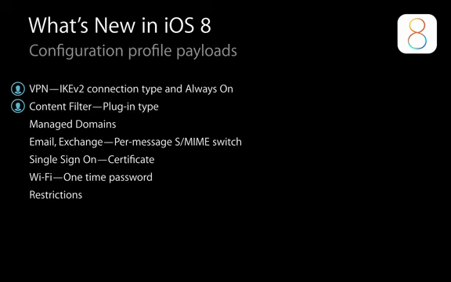There are a number of new payloads and additions to existing payloads in iOS 8. There's a new VPN connection type. We've added new plugin content filters to expand on the built-in content filters that we shipped in iOS 7. There's a new payload called Managed Domains, which we're going to show you a little bit later, that lets you have managed email and web domains that work in conjunction with managed apps and books and managed Open In, again, to help institutions keep their data secure.